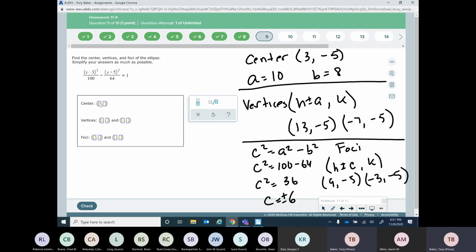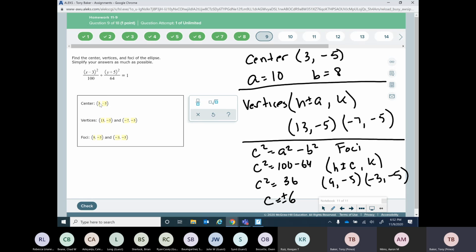So your foci are in the same line as your vertices. If you were graphing, they're on the longest side. So center is 3, negative 5. And signs are very important in this. So if you mess up your signs, you're probably going to get all the answers wrong. So be very careful when you're doing your signs for these.